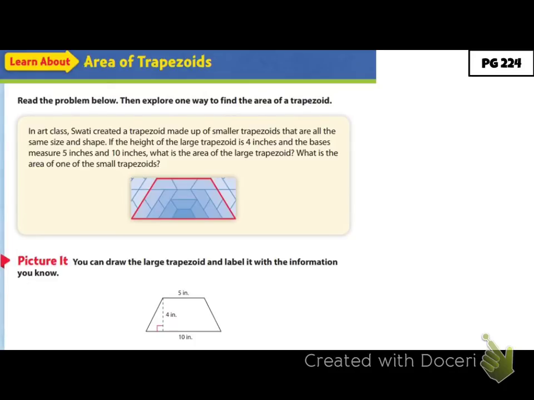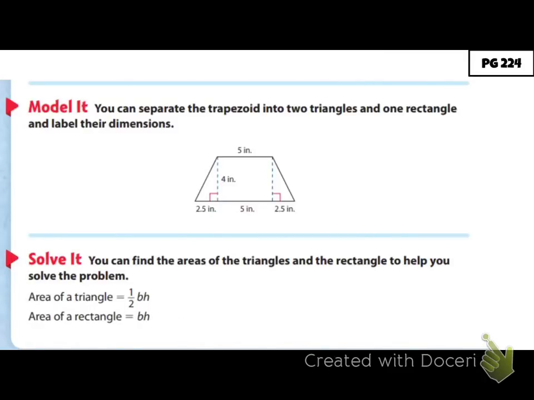You can draw the large trapezoid and label it with the information you know. So we have the base across the bottom is 10, the base across the top is 5, and our height is 4. And to model it, you can separate the trapezoid into 2 triangles and 1 rectangle and label their dimensions. So as you can see, basically they took each side off and we have our dimensions.